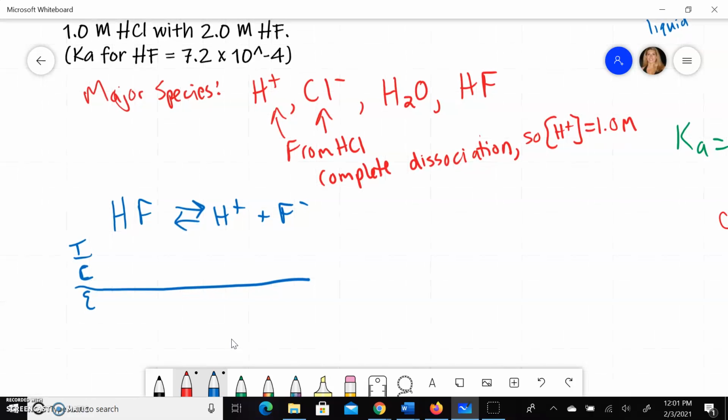So we are going to start with 2 molar of the HF. However, be careful here. You do not have 0 molar for hydrogen, the H plus, because you already have some from the HCl. So that 1 molar HCl has broken apart completely, so you actually have 1 molar of the H plus there. And then 0 for the F. We're going to shift it towards the 0.